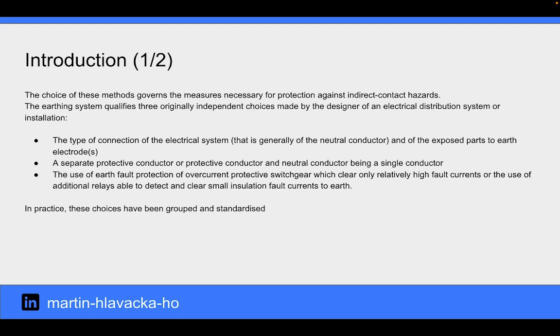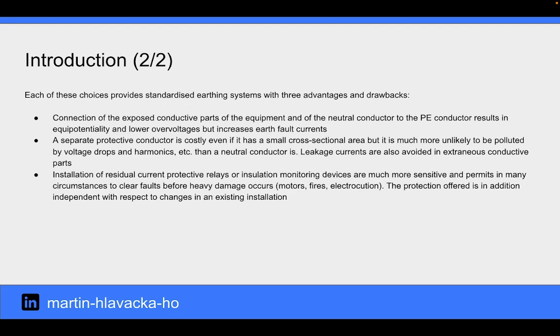The use of earth fault protection of overcurrent protective switchgear, which clears only relatively high fault currents, or the use of additional relays able to detect and clear small insulation fault currents to earth. In practice, these choices have been grouped and standardized. Each of these choices provides standardized earthing systems with three advantages and drawbacks.